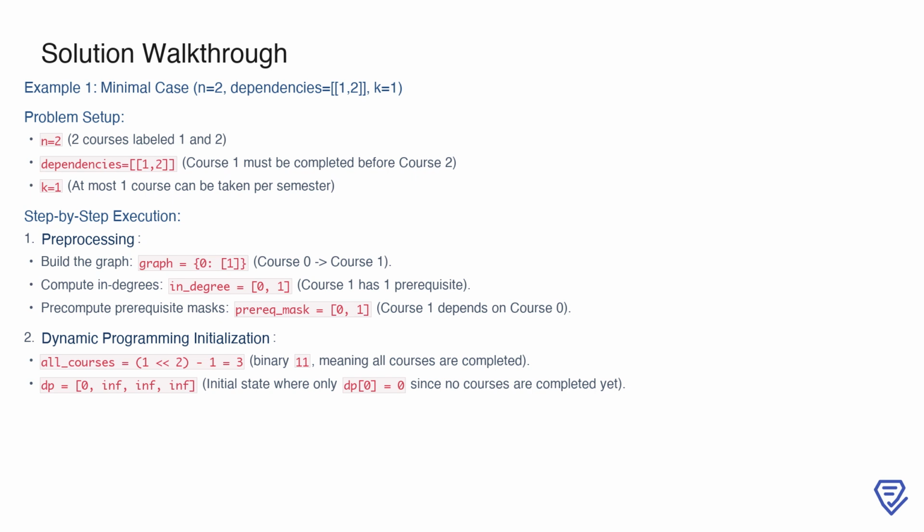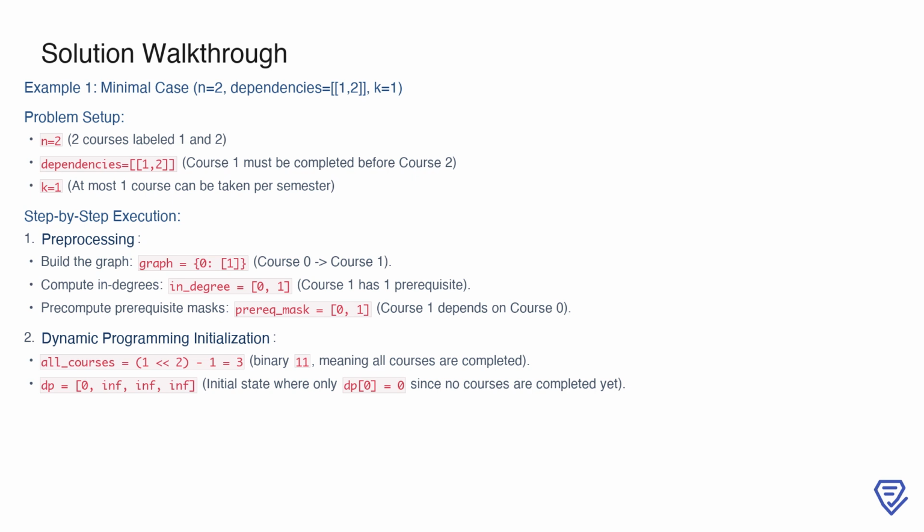In this case, course 0 has no prerequisites, while course 1 has one. We also pre-compute prerequisite masks, which help us determine if the prerequisites for a course have been satisfied. For example, course 1 depends on course 0, so its mask is 1. Next, we initialize our dynamic programming array.